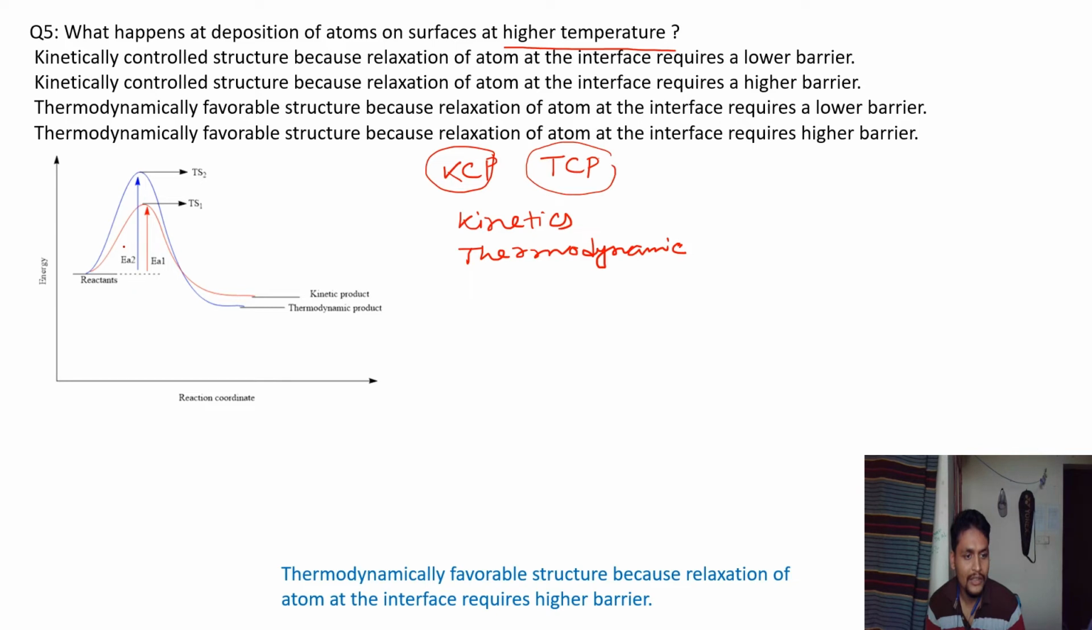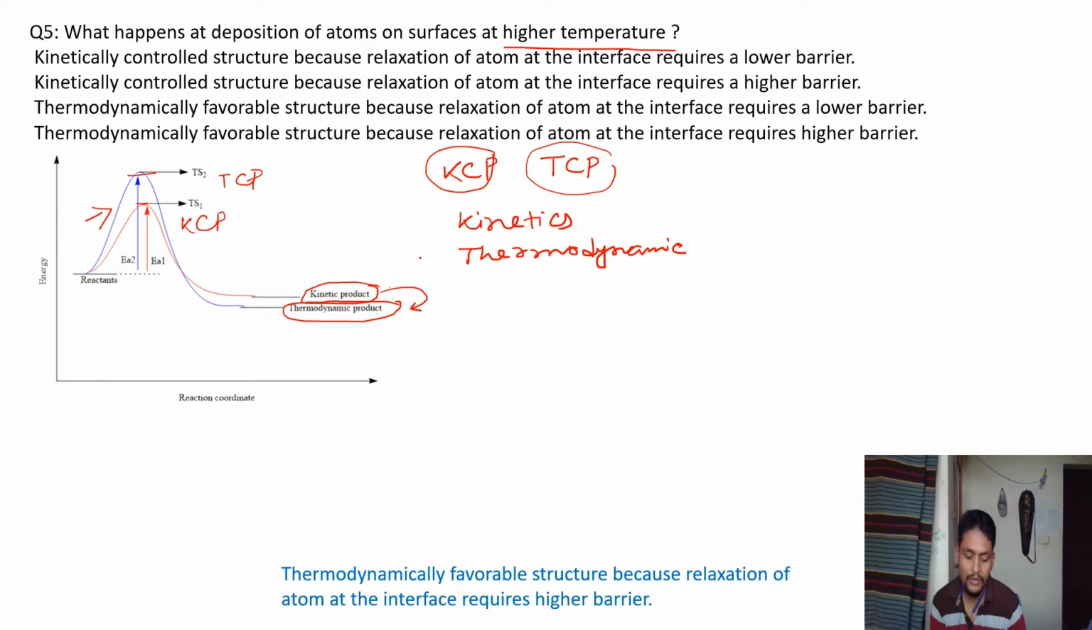And that is what the reaction coordinate energy diagram is telling you also. The activation energy is lesser in this case, so this is the KCP, and the activation energy is higher in this case, this is the TCP, because ultimately the thermodynamic product is much more stable, but to reach that you need higher temperature. And for KCP, the product is not that stable, but to reach that, low temperature is required because the activation energy is lower. Now if we take the kinetic product and increase the temperature as well, you can reach the thermodynamic product as well.